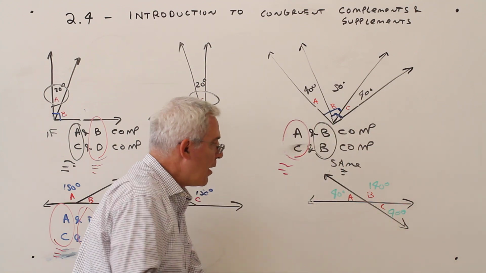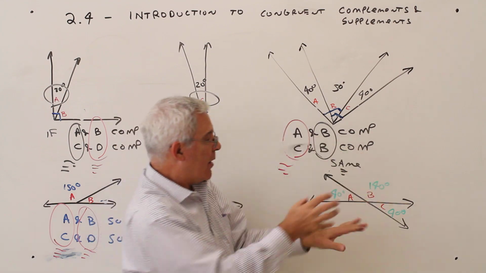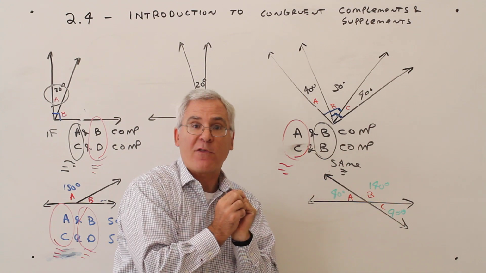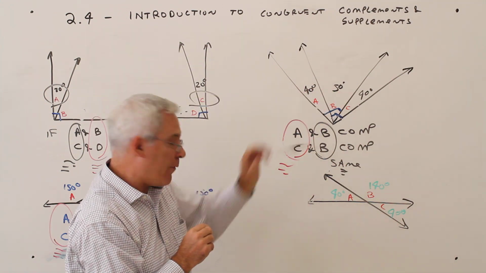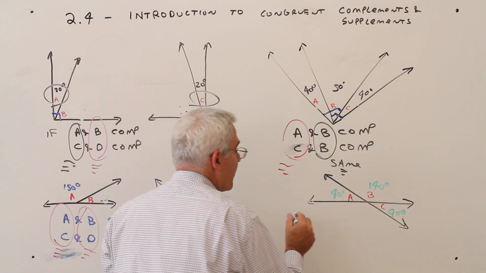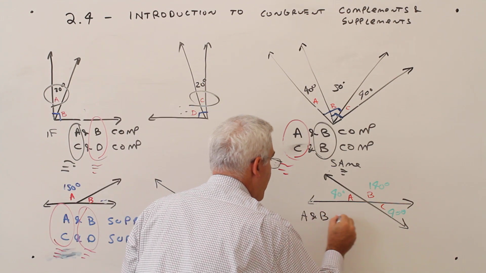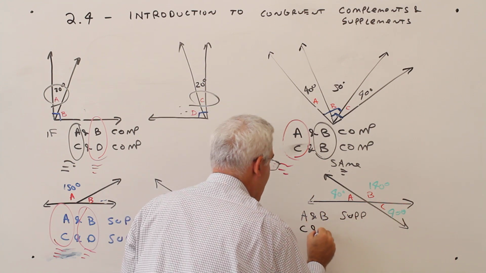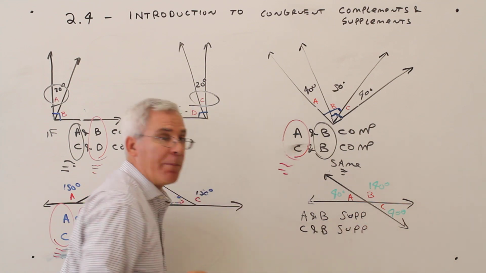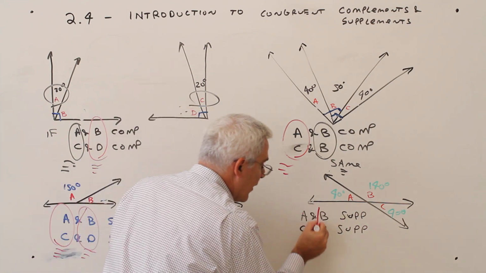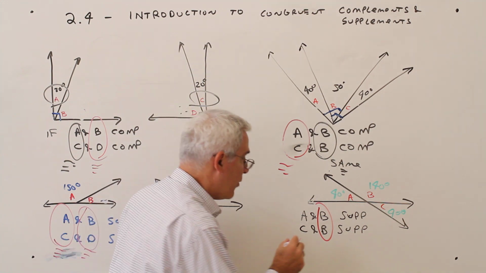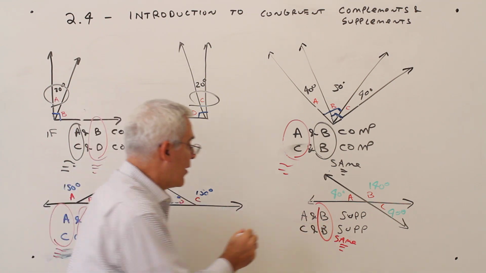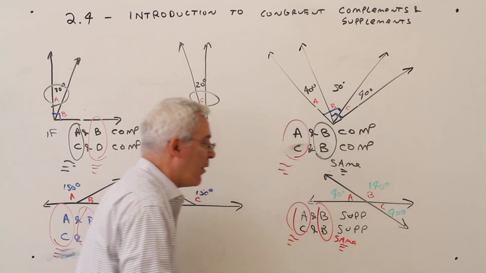Hey, if these two are supplementary, and these two are supplementary, and this thing is shared, then these two things must be congruent. Kind of like what we had over here. So let me write it down in words. A and B are supplementary. C and B are supplementary. Since these angles are the same, they're congruent. And then if these two chunks are congruent, then those two chunks are congruent.